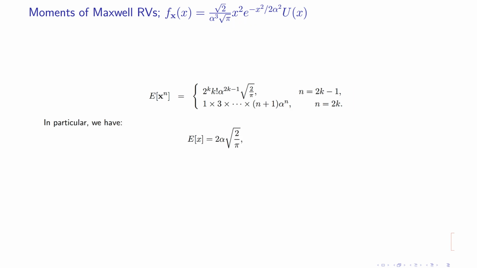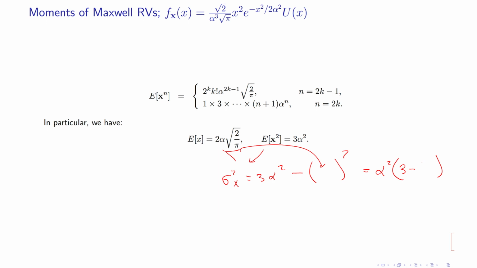In particular, if n equal 1, the mean of a Maxwell distribution is similar to Rayleigh. In the Rayleigh we didn't have these two here, and instead of this one we had pi, the other one. The expression is slightly different, and here you can calculate, and then using these two we can calculate sigma squared of x, which is going to be equal to 3 times alpha squared minus this guy to the power of 2, whatever it is, you put it here. So you get alpha squared times a constant, which is 3 minus 8 over pi or whatever.